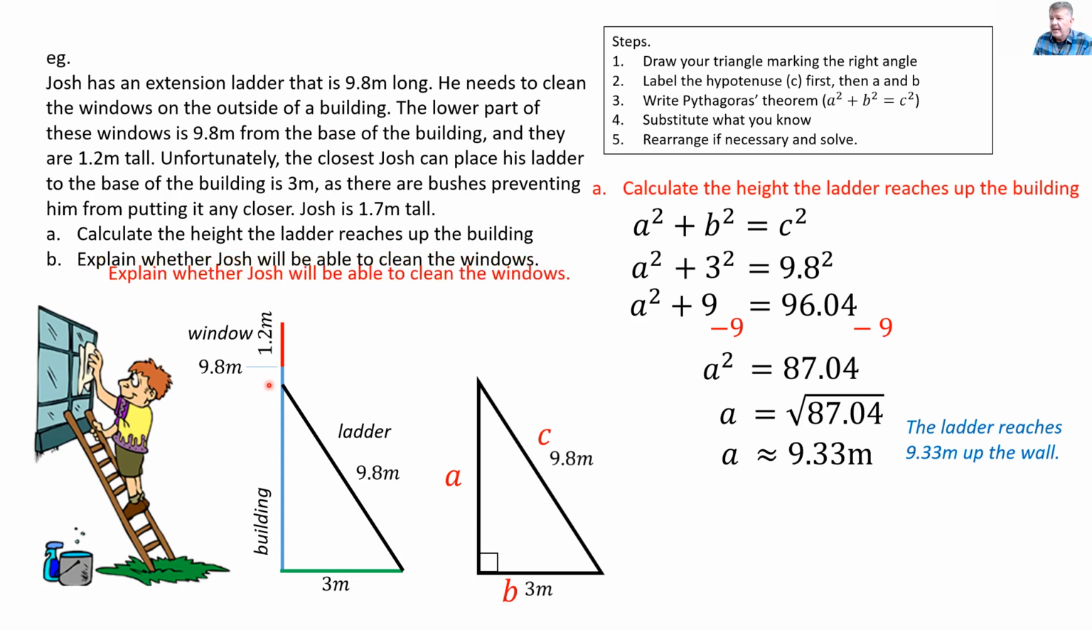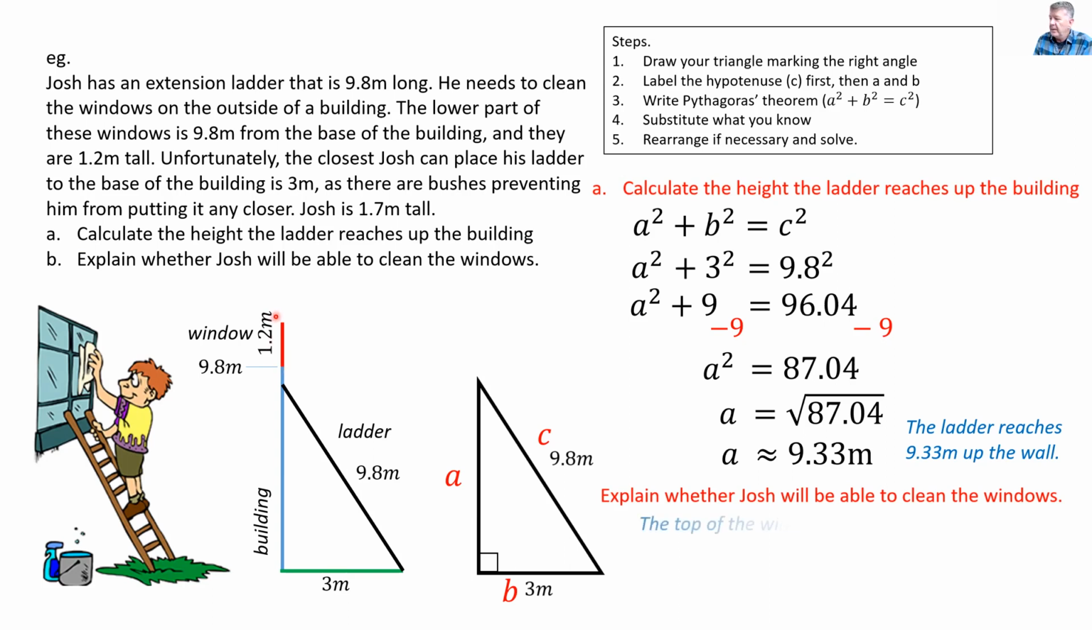Now let's do the second part. Explain whether Josh will be able to reach the top of the windows to clean them. How do we do that? Well, we know the wall is 9.8. We know that the window is 1.2, so add them together. Josh has to be able to reach 11 meters up if he's standing on the top of the ladder.